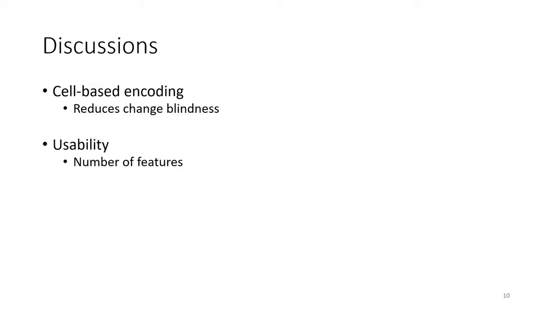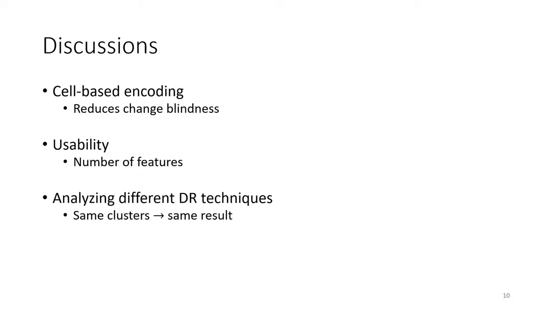Now we have some discussions about the work. The cell-based encoding reduces change blindness because we can visualize various feature values on the scatter plot at the same time. R2 offers focus plus context interaction to deal with high-dimensional datasets. And when analyzing different DR techniques, if the clusters are the same, the results will be the same. Then we recommend analyzing at most 5 feature values on the scatterplot representations because of visual scalability.